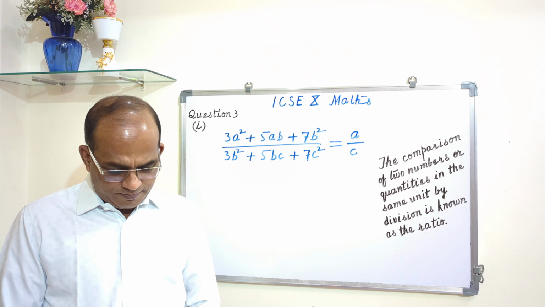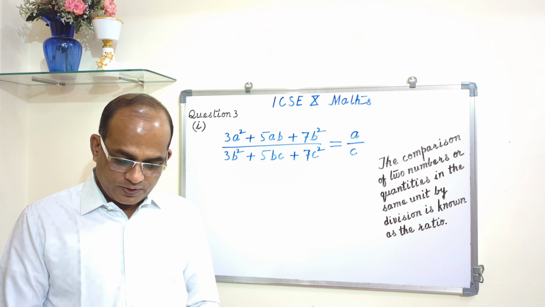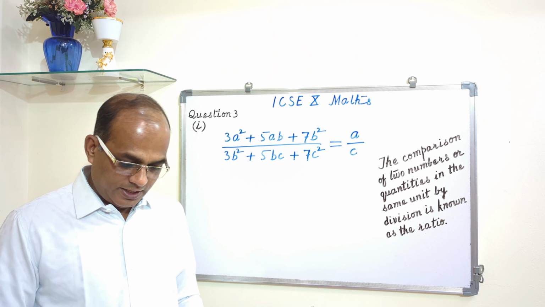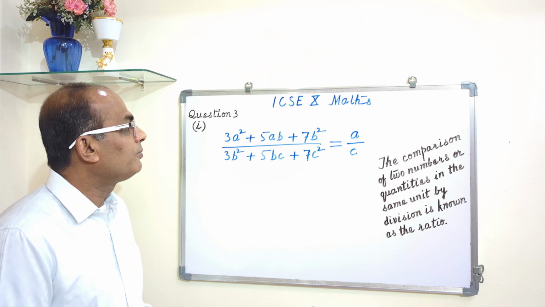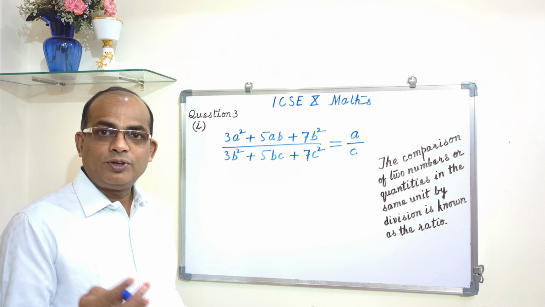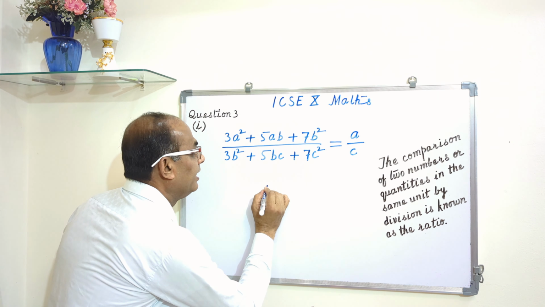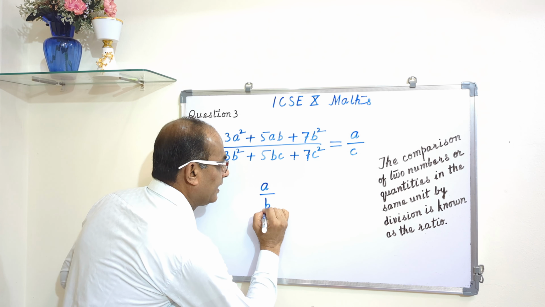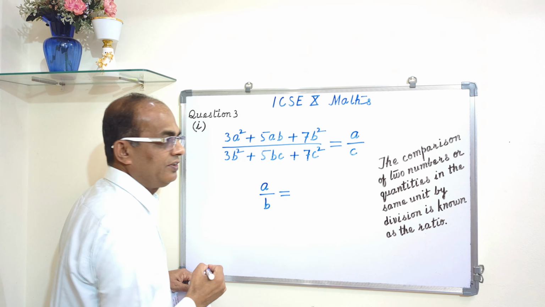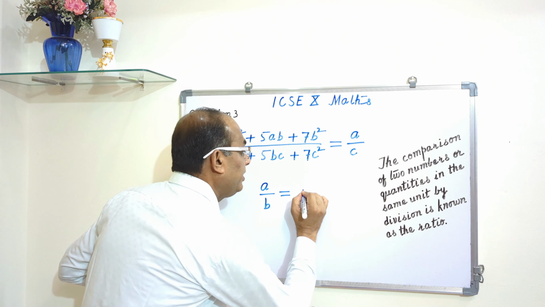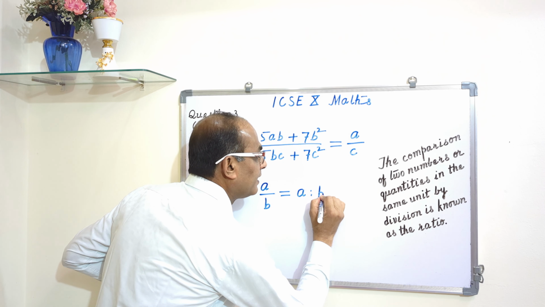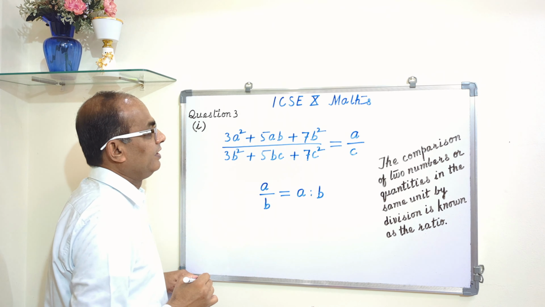Alright, so thus the ratio of A to B is the fraction A upon B, which is generally written as A is to B. This is the ratio. A upon B, which is generally written down as A is to B. Alright.